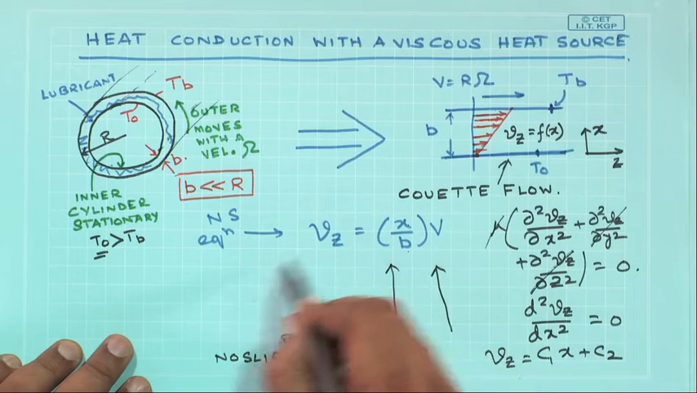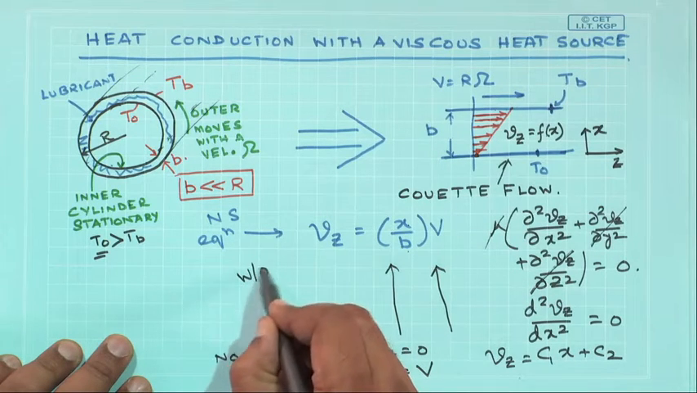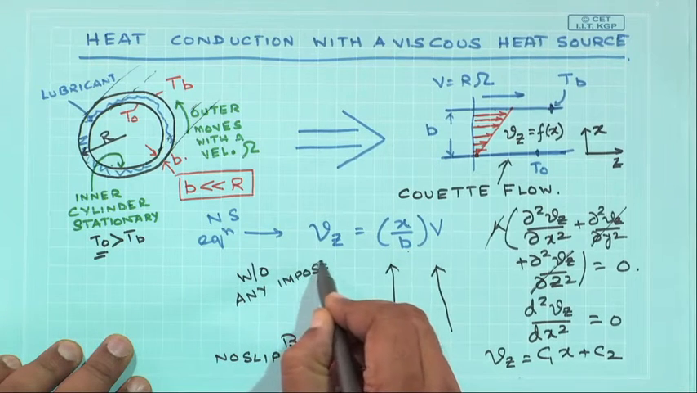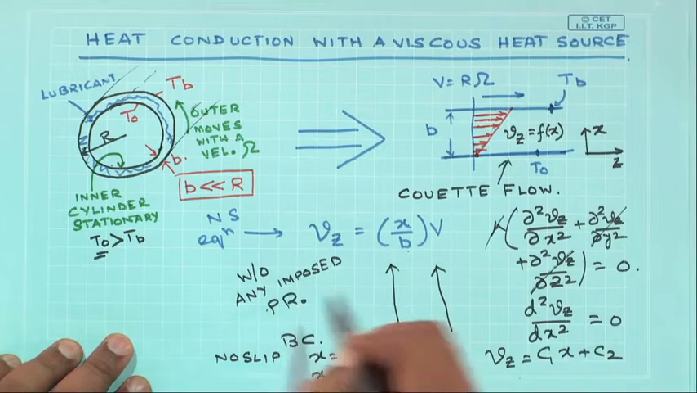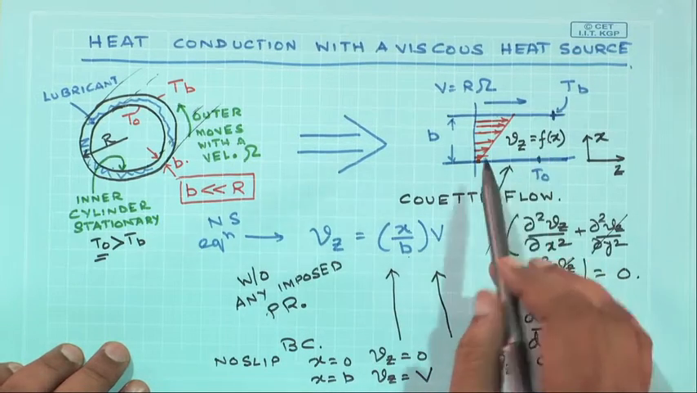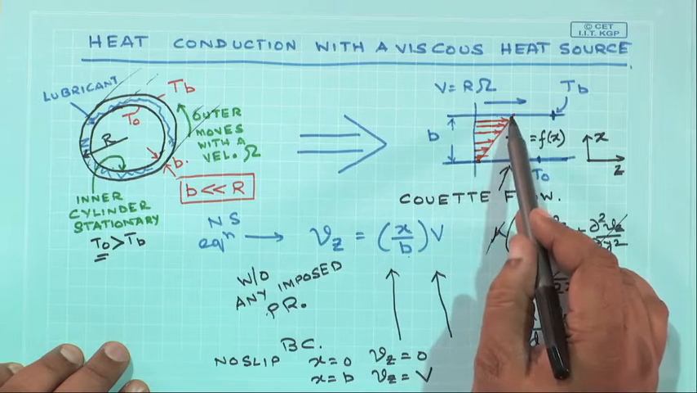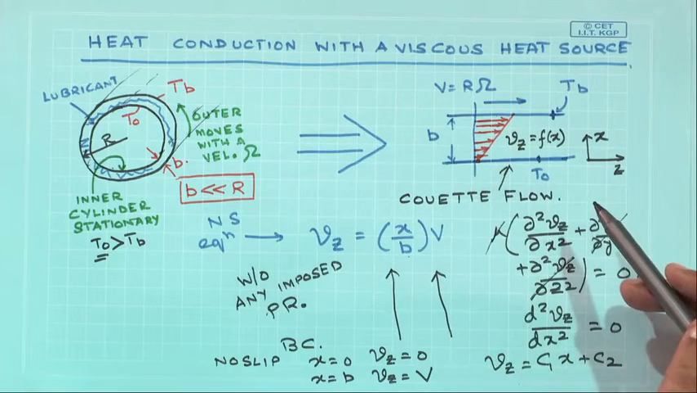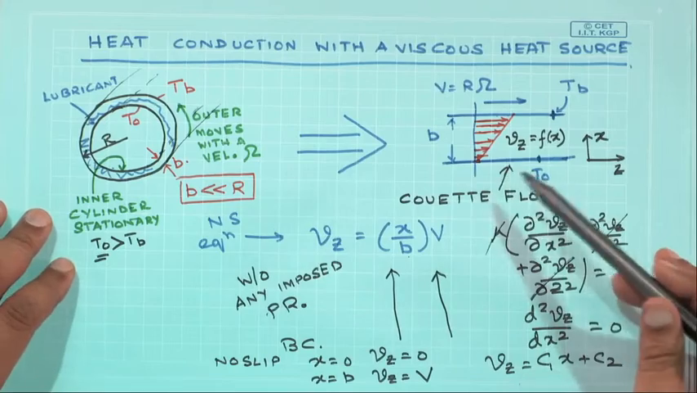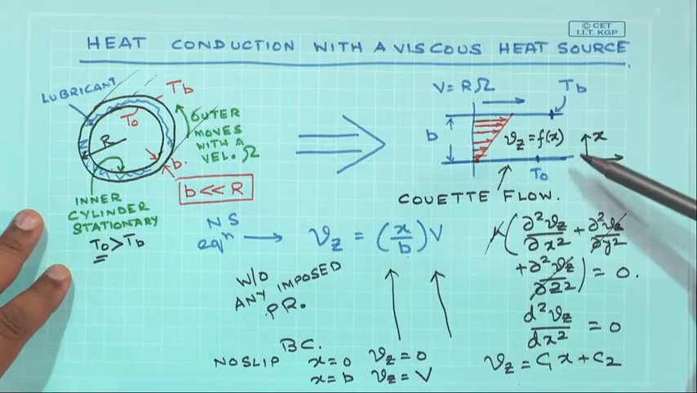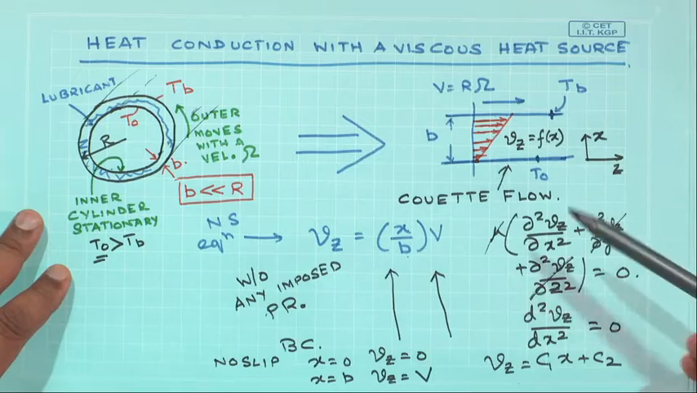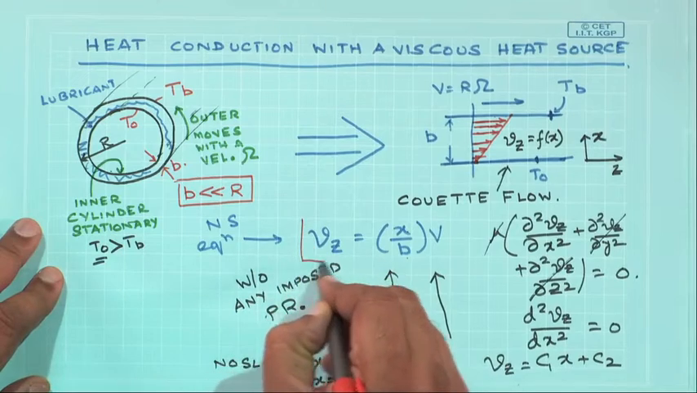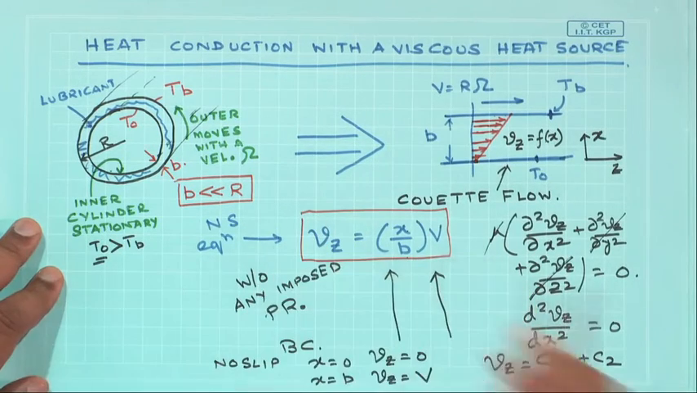So, this is Couette flow and this is without any imposed pressure. If there is an imposed pressure present in the system, then this straight line behavior is no longer going to be valid, and you will have a different type of velocity profile. I think I will not discuss that. You have probably studied that in your fluid mechanics. So, this is the relation which is going to be useful to us when we solve for the energy equation.